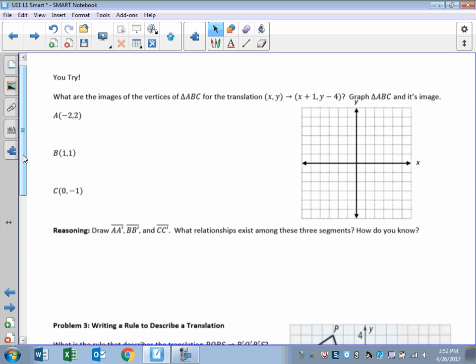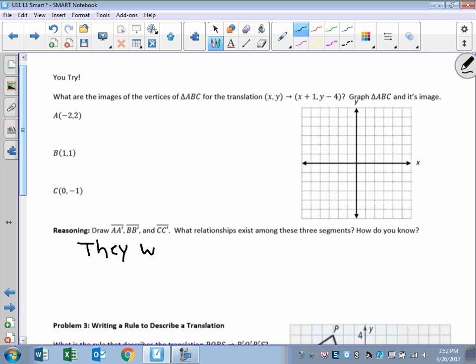Let's go to the reasoning. If we were to think about connecting the original and the copies by drawing line segments, what relationship would exist among these 3 segments? Well, I would say that they would all be the same length or distance.